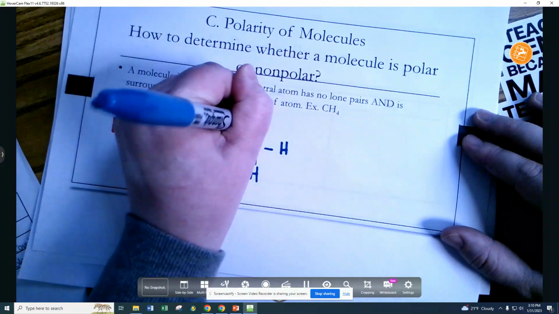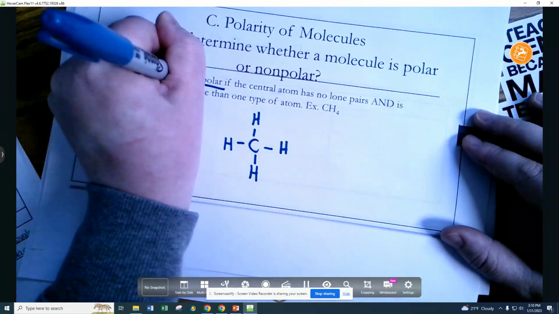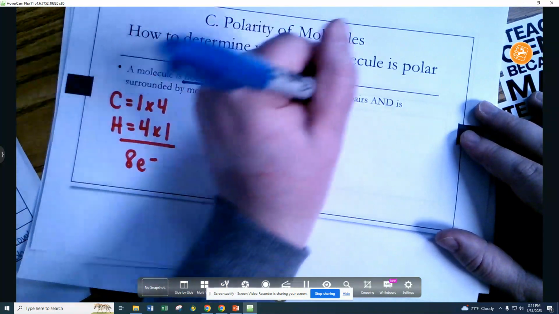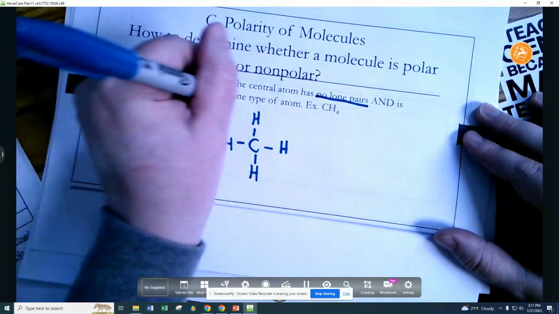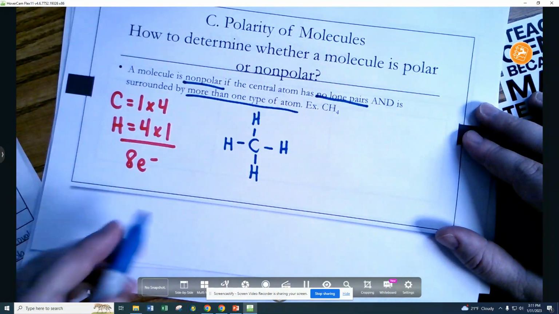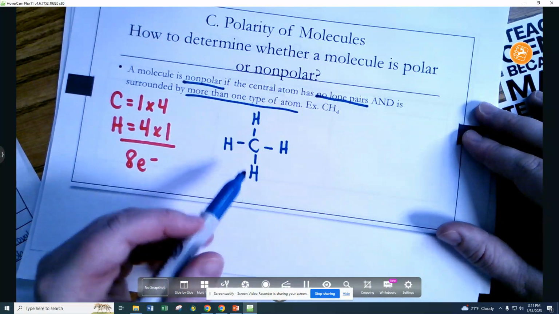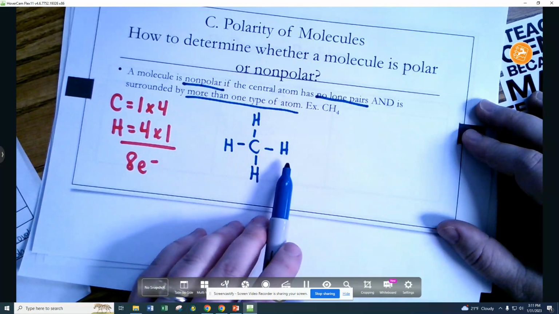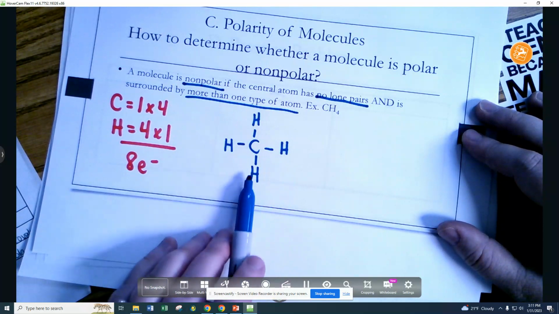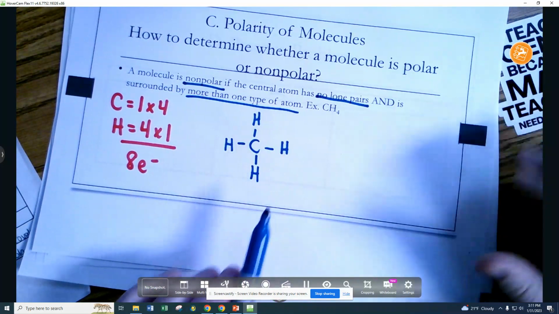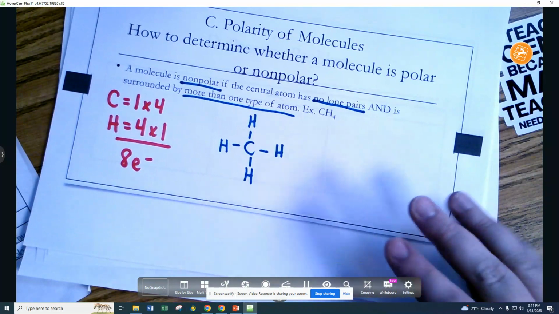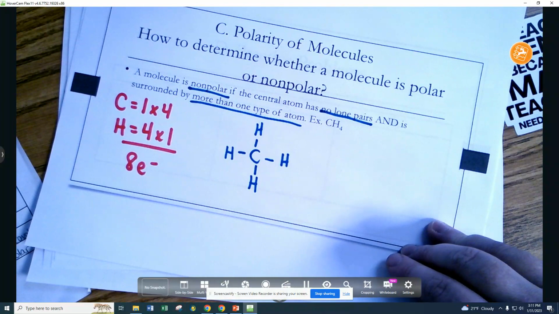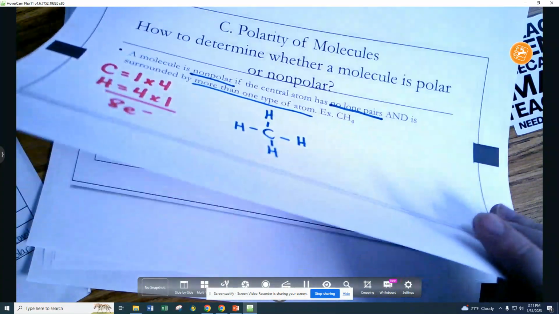So the rule here is the only way it can be nonpolar is when the central atom has no lone pairs and it's only surrounded by one type. Again, in the game of tug of war, there are no lone pairs on the central atom, and hydrogen has the same electronegativity. So the pull on each of these individual bonds is equal to the rest. That makes it nonpolar, so the electrons will be shared equally amongst everything within the molecule.